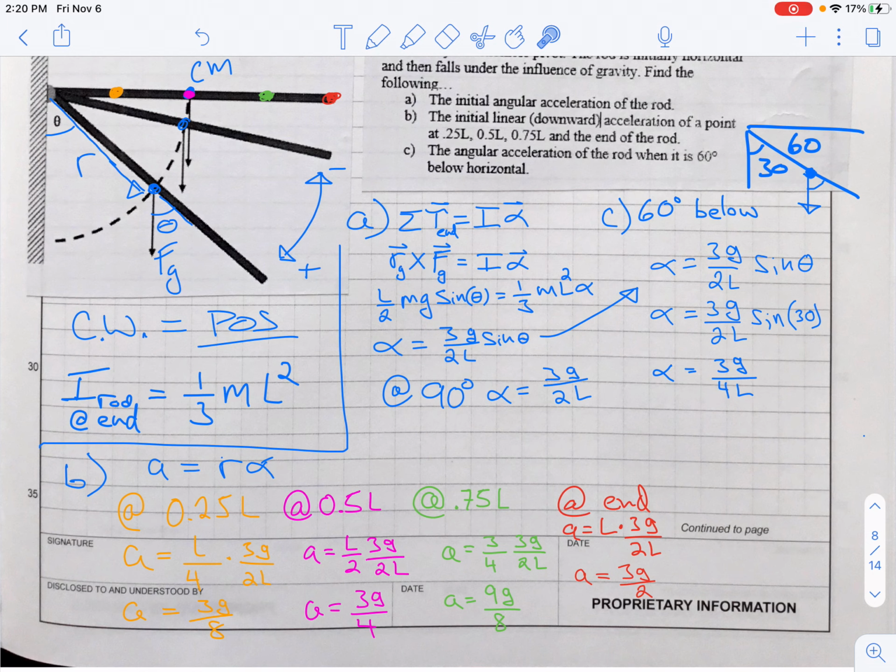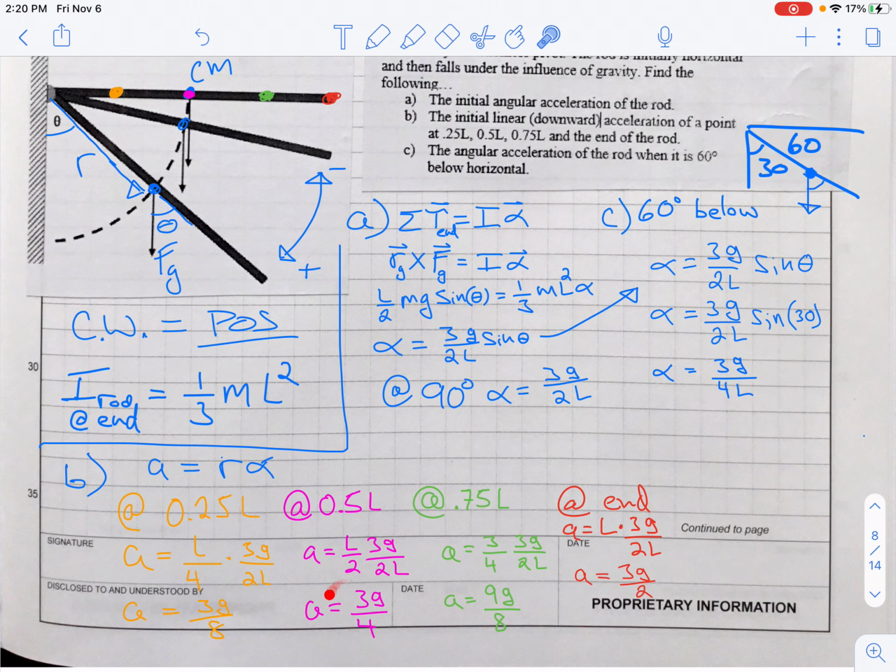So if it takes the same amount of time for this red dot to get down to here as it does for this orange dot to get down here, look how much farther the red dot has to go. So it's got to have a greater acceleration to cover a greater distance in the same time. So at 0.25 L, it's 3/8 g. That's less than half the normal acceleration due to gravity.